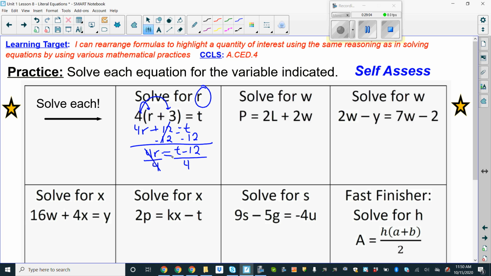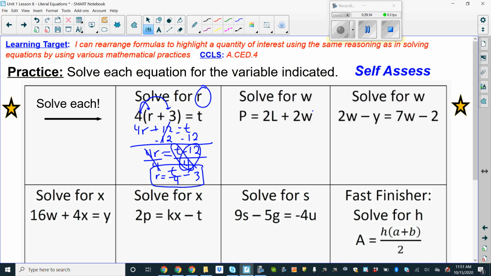So 4r equals t minus 12, r equals (t minus 12) over 4. Here you could simplify this by doing t divided by 4, which is just going to stay as t divided by 4, and you can simplify negative 12 divided by 4, which is negative 3, and that would be your answer. r equals t divided by 4 minus 3.